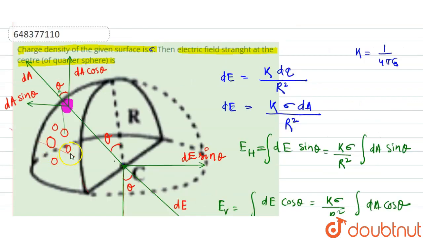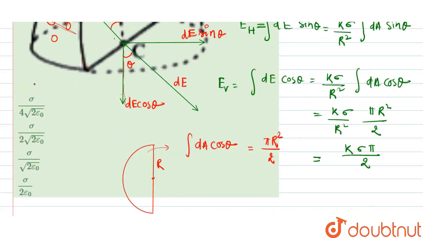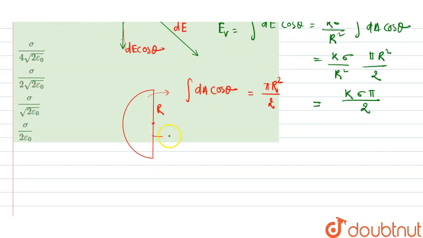Now if we look at the horizontal component of this elementary area, it emerges in the horizontal direction. If we look from the side, this looks like a semicircle. It seems that this area element dA sin theta is coming from the area of this semicircle of radius r. Similarly, if we integrate all these area elements in the horizontal component, the integration of dA sin theta will also look like a semicircle of radius r.